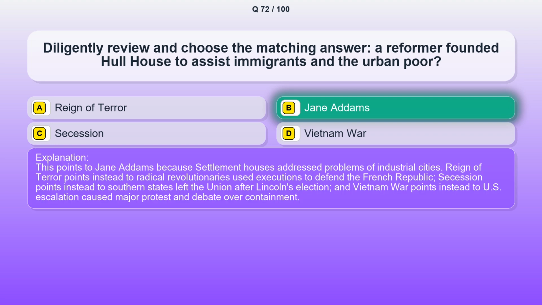This points to Jane Addams because settlement houses addressed problems of industrial cities. Reign of Terror points instead to radical revolutionaries using executions to defend the French Republic. Secession points instead to southern states leaving the Union after Lincoln's election, and Vietnam War points instead to U.S. escalation causing major protest and debate over containment.